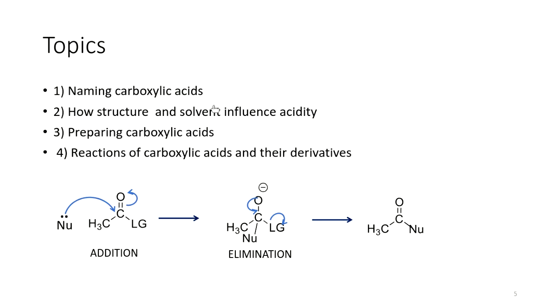So we're going to look at naming very briefly. We're veterans at naming, so we don't need to spend too much time. We're going to look at acidity of carboxylic acids and things that influence acidity, how we make our carboxylic acids, and then we're going to look at some reactions.